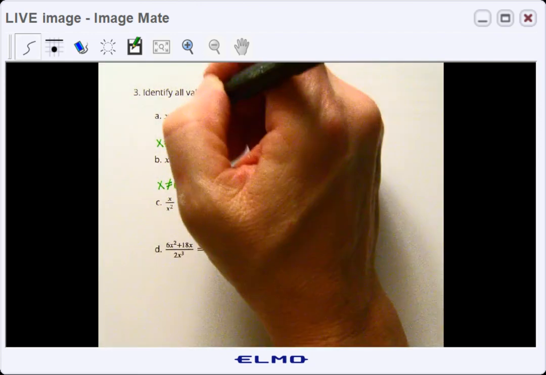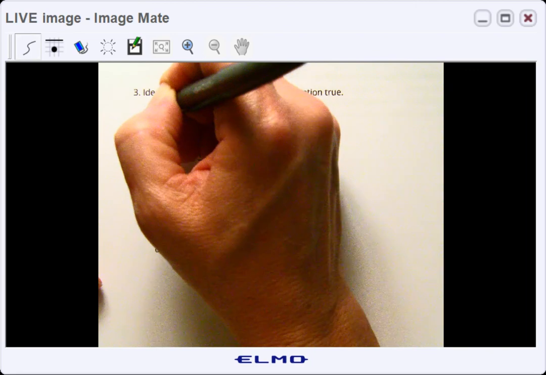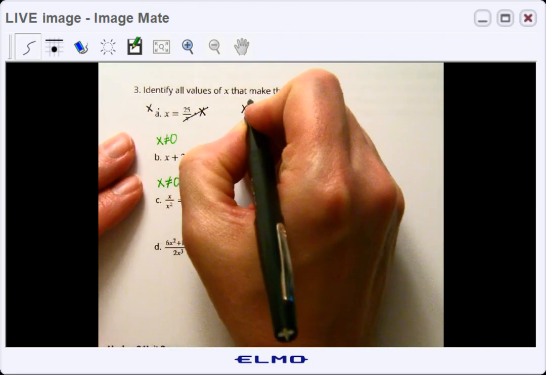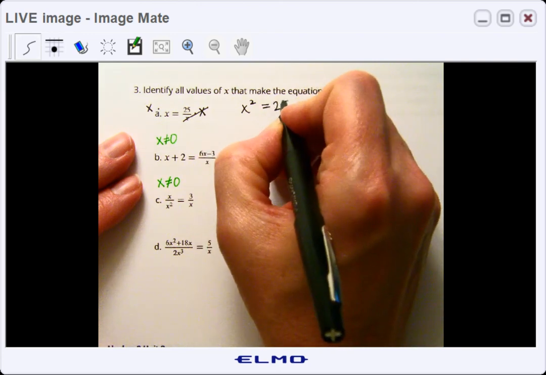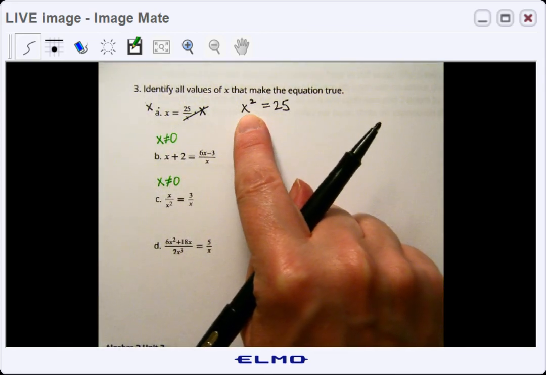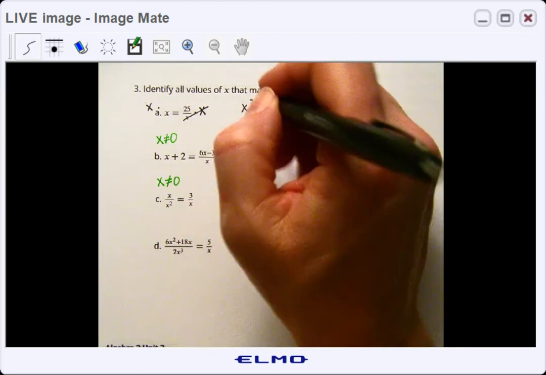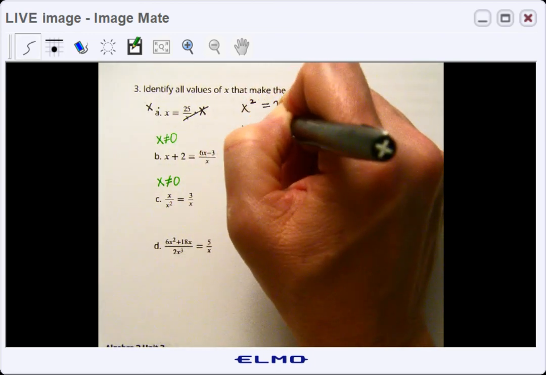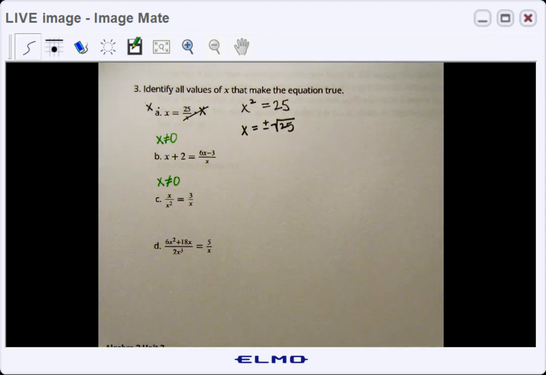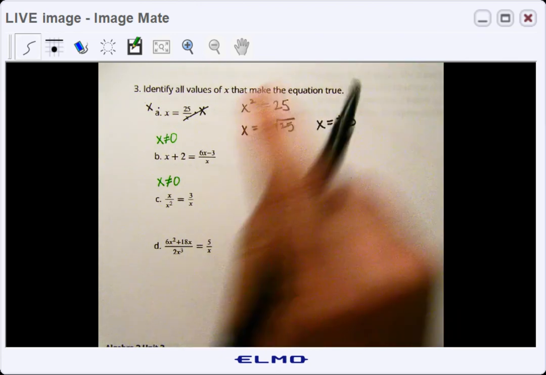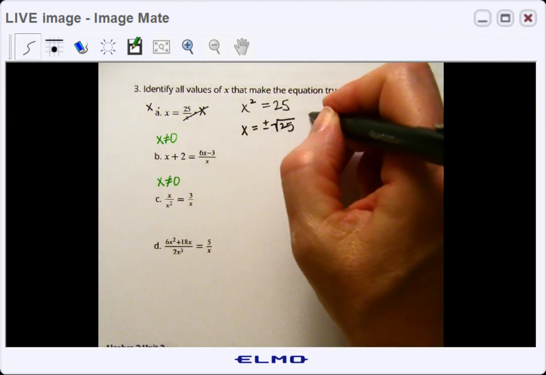So on A, we're going to multiply both sides of the equation by x. And so we get x squared equals 25. We had a similar problem in a warm-up the other day, and we talked about how when you square root to solve like x squared equals, you have to remember to take the positive and the negative square root of 25. So x is equal to positive or -5, which is not 0, so this is a good solution.